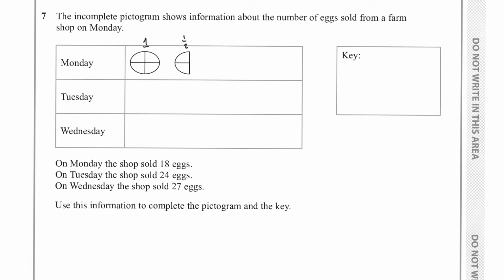And it basically says the incomplete pictogram shows information about the number of eggs sold from a farm. So we've got Monday, right? So in total, we've got 1, 2, 3, 4, 5, 6 quarters. So we're going to do the 18 divided by 6 to see how many eggs is equivalent to a quarter on the pictogram. And that would be a 3. Okay, so our key is essentially telling us that in regards to this pictogram, a quarter is equal to 3. So a whole one would be 3 times 4, which is 12. So one of those whole circles would be 12 eggs.